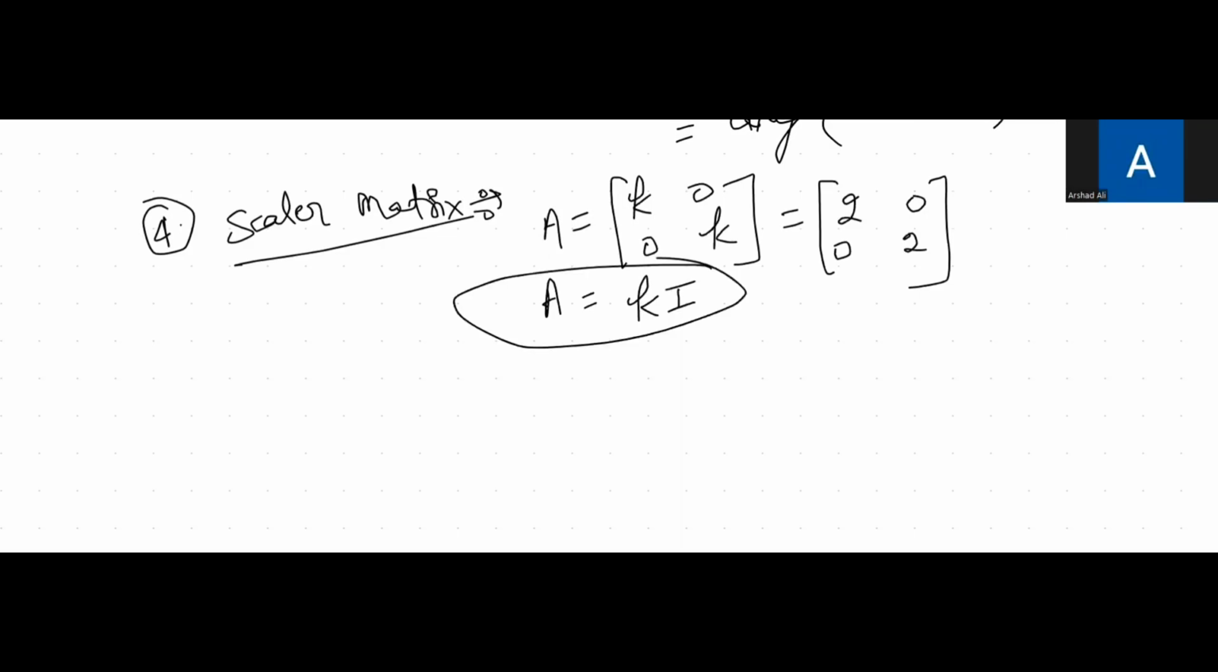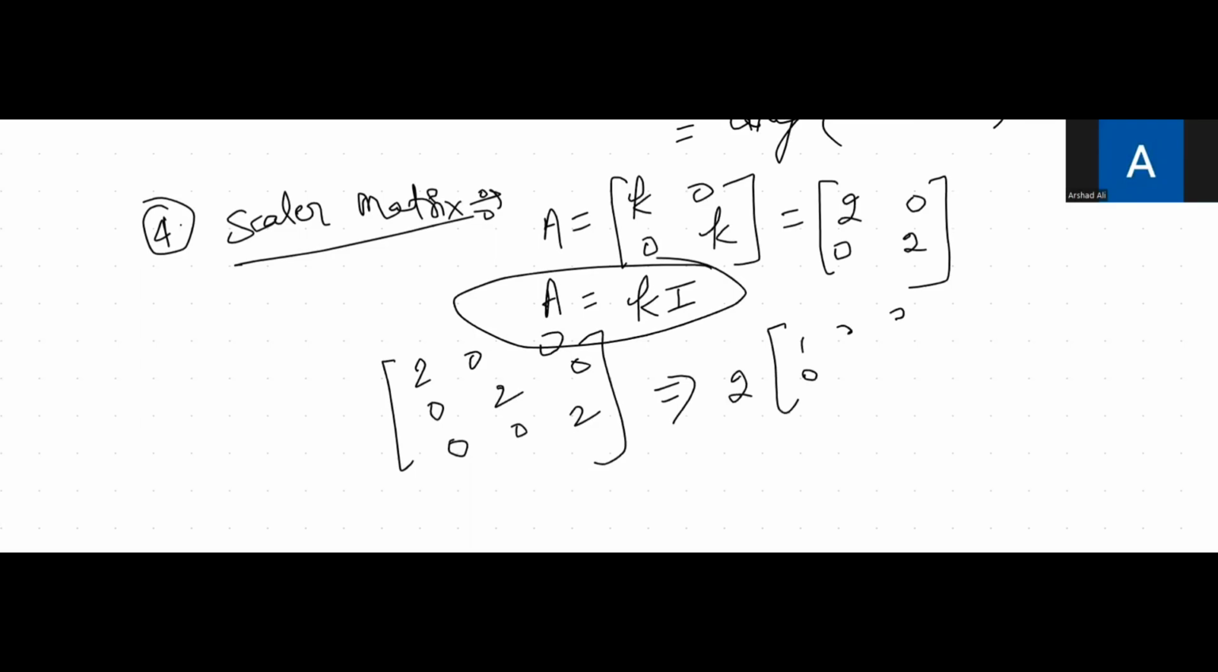Here we can take 2, 0, 0, 0, 2, 0 and 0, 0, 2. Can we write it as 2 times 1, 0, 0, 0, 1, 0 and 0, 0, 1? So it is 2 times I. So a scalar matrix is 2 times the identity matrix, or 3 times, or n times, or k times. We can say it like that.